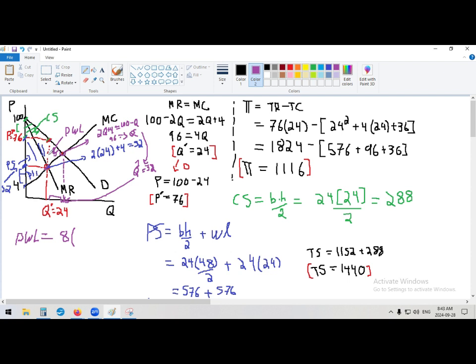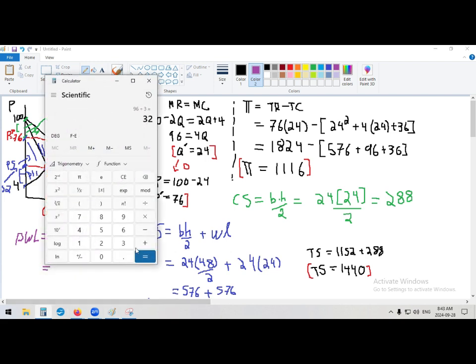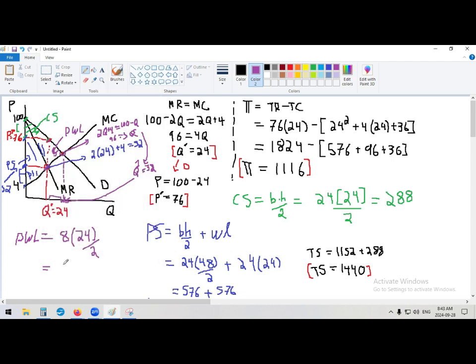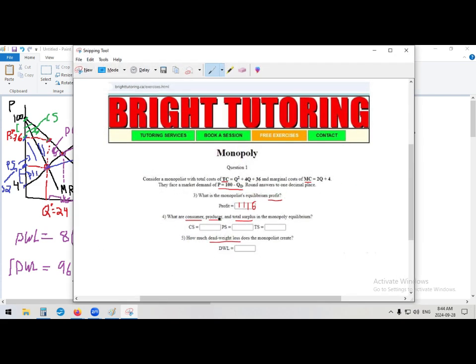And then the height going from here to here is 76 minus the 52, which is 24. And then divide by 2. So basically we're going to have 24 times 4. And that gives you 96 for the deadweight loss. And that's how you do that question.